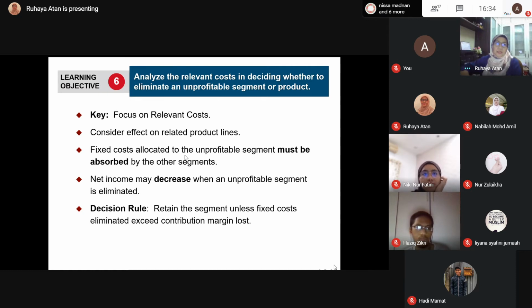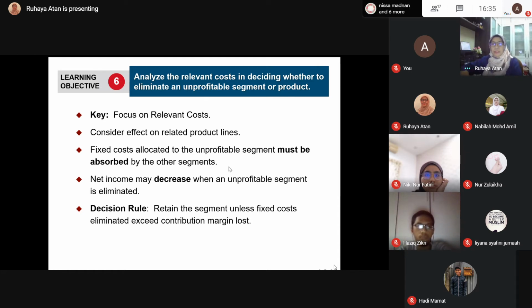So again, when you are making a decision whether to close a segment of the business or stop selling a product, you need to make some incremental analysis. And the key focus again is on the relevant cost. Consider what's the effect on the related product lines. But remember, you have fixed costs. Normally, if you close one segment, then the fixed cost will be absorbed by the other segments.